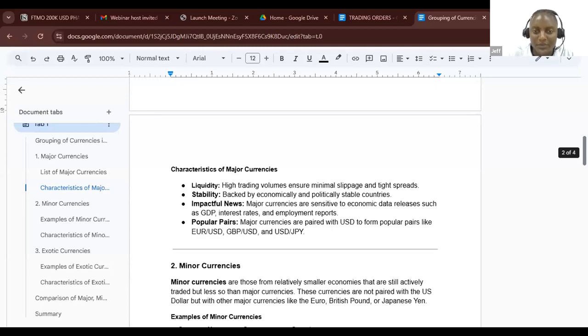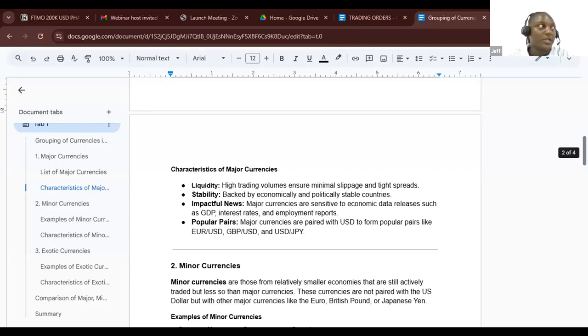Then you have popular pairs. Major currencies are paired with the USD to form popular pairs like the EUR/USD, the GBP/USD, the USD/JPY. Now, for a currency to be a pair, it has to be two currencies that are paired together. You know, we say a pair of socks, a pair of shoes. So even currencies are put in pairs.